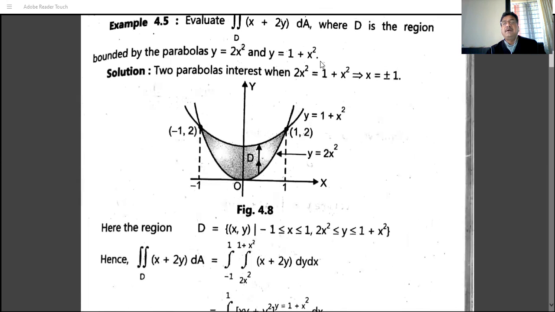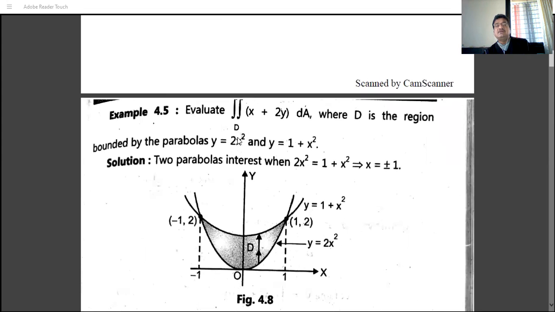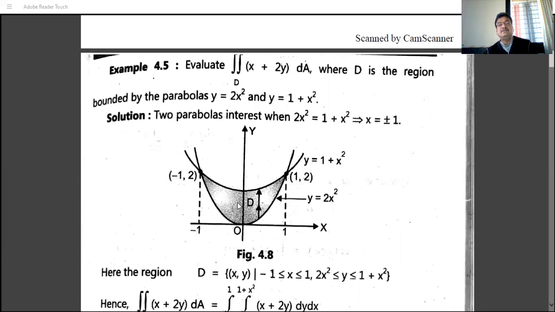Similarly, the parabola has vertex 0, 0 when there is no constant term. And if there is a square of x, then the parabola is around the y-axis. And if there is a square of y, then it is around the x-axis. Here, y is equal to 2x square has the square of x, and therefore it is around the y-axis. And if y square is the term in the equation of the parabola, then it is around the x-axis.